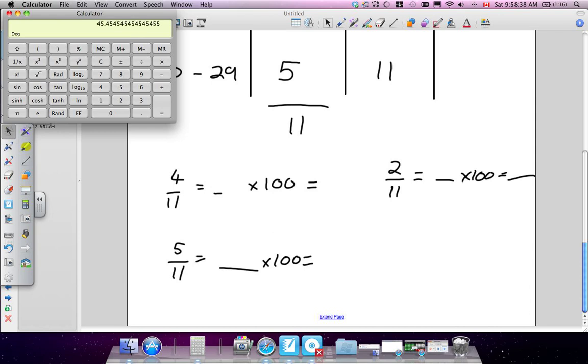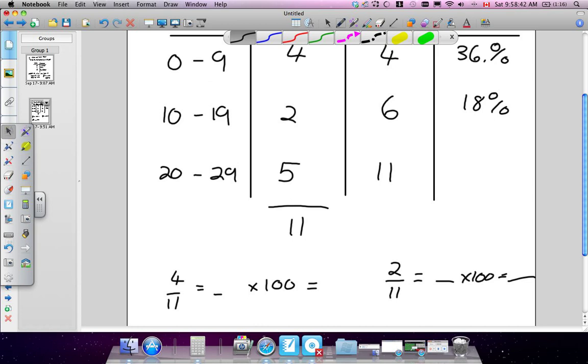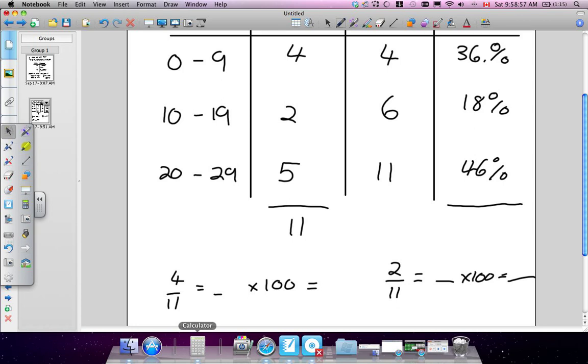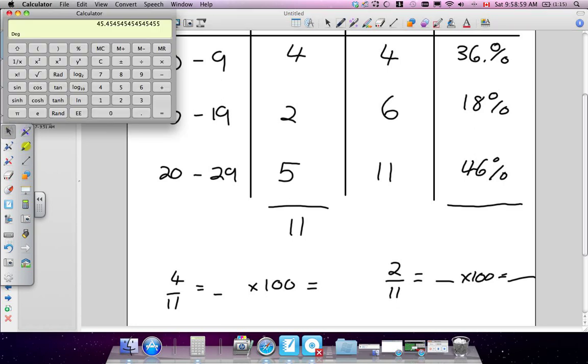So, we have all these percentages, and to make sure we're right, they all have to add to 100. So we're going to check to make sure these add to 100, okay? So if we had 36 plus 18 plus 46, 100. So that means we have the right percentages for all of these. Does that make sense? Yeah.